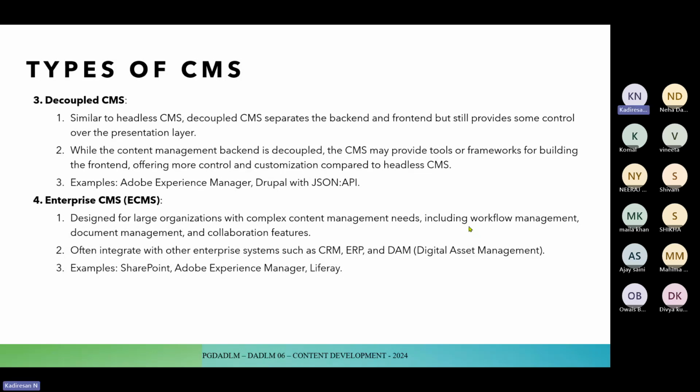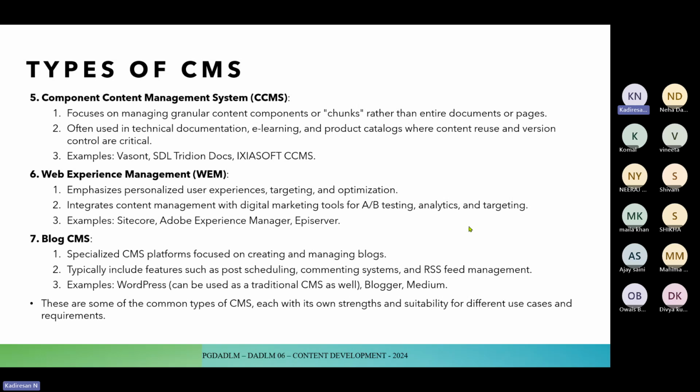And the fourth one is the enterprise CMS. This enterprise CMS was designed mainly for large organizations, where they will be having document management and many collaboration features. And the fifth one is the component content management system. This component content management system is mainly used to manage technical documentation, e-learning, and product catalogs. Some of the examples are SDL, Tridion Docs, Vasont, and others.